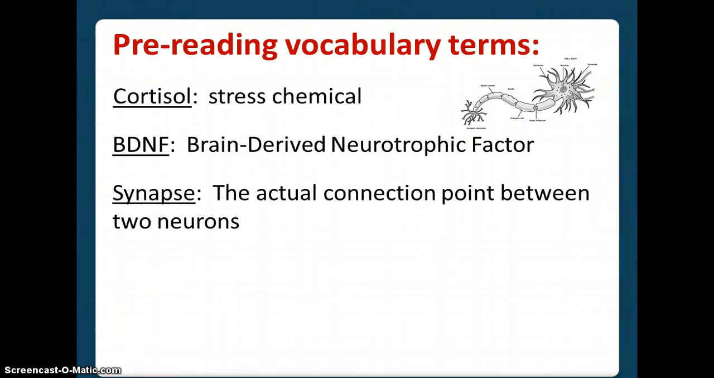Synapse is a term that you may know. The synapse is the actual connection point between two neurons, two of the many neurons that make up any neural network, any one of which might involve hundreds, even thousands of synapses.